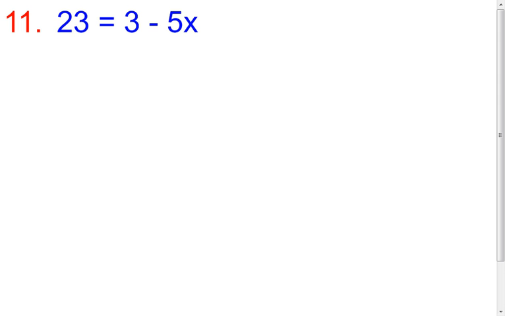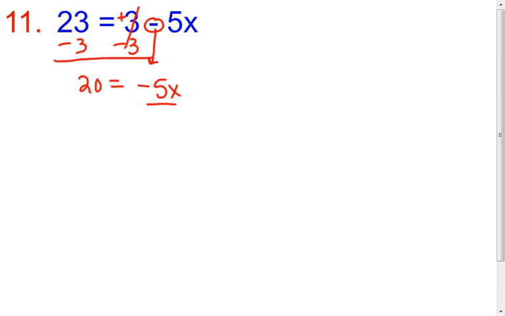All right. People mess this up all the time. This is a positive 3 right here. It's not written, but it is a positive 3. Lots of people want to pretend that this negative goes with the 3. The negative doesn't go with the 3. The negative goes with the 5x. So I want to make this 0 and subtract 3. 23 minus 3 we know is 20. Make sure you bring down this negative because this is negative 5x. Divide by negative 5. And x we know is negative 4.